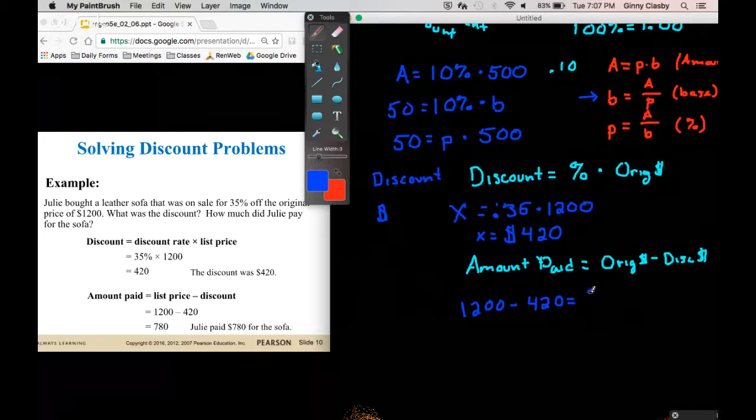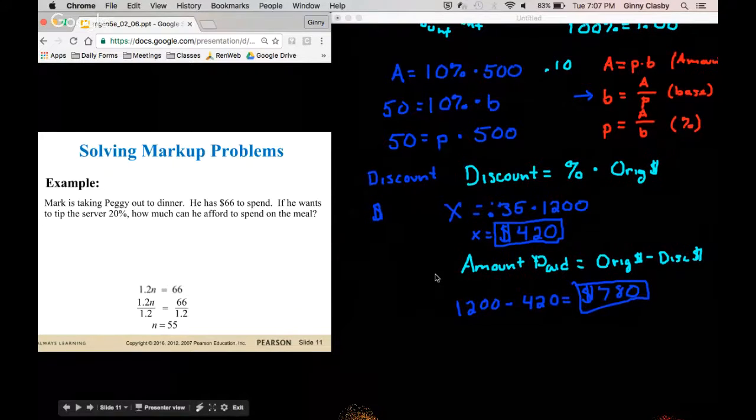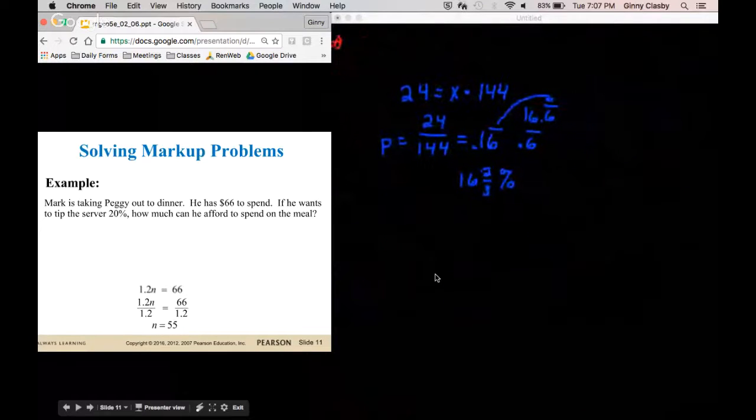So this is a two-step problem. Make sure when you're doing these, you're answering both questions: the amount that she paid and the amount that she was discounted. All right, so markups. Markups are going to be, like in this example, if there's a tax, that's the most common example you're going to see. We don't have that problem in New Hampshire that much. We don't have a sales tax, but other states do, and we do have a food sales tax.